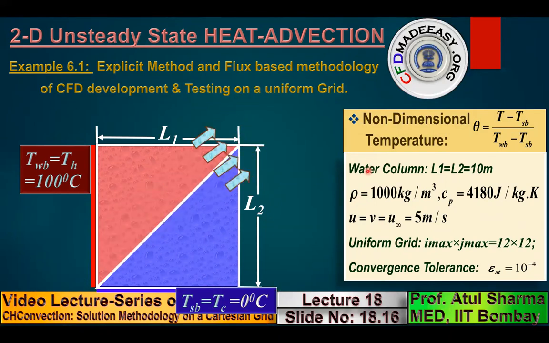So this is a hypothetical test problem corresponding to a water column of length and height the same, 10 meters, and the density is the density of water. Let us consider the velocity is 5 meters per second, and this problem was solved on a uniform grid of 12 by 12 with a steady state convergence tolerance of 10 to the power minus 4.